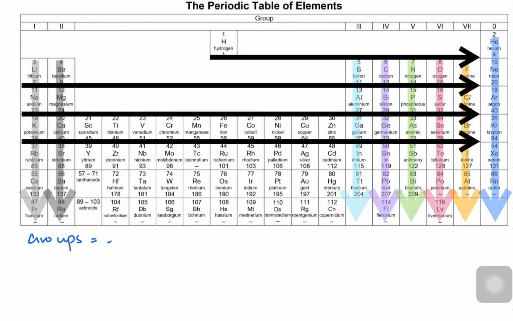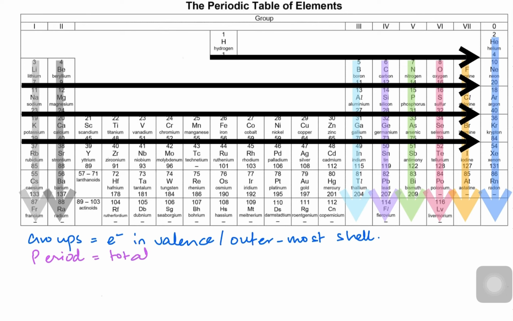When you notice, the group number will always tell you the electrons in the valence shell or the outer shell of the atomic structure. And the period number will tell you the total number of shells of electrons in that atomic structure.